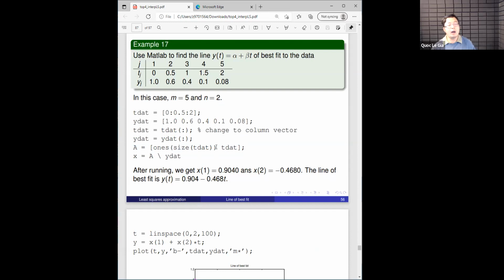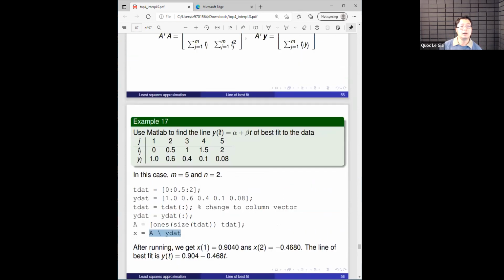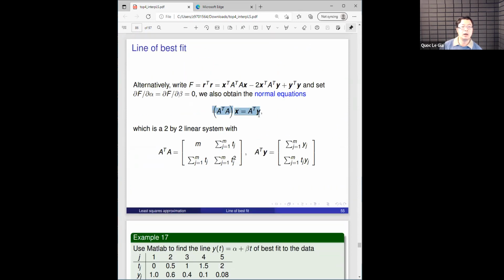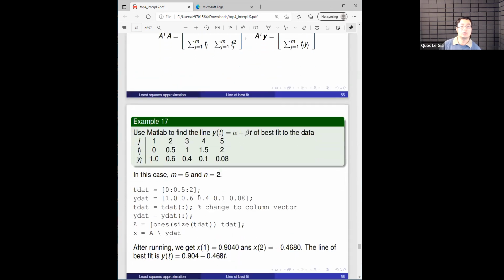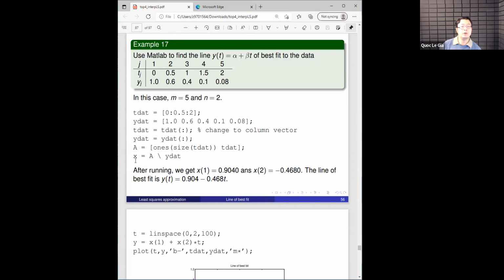And then, MATLAB's backslash command. When it sees a rectangular matrix, it knows that it has to solve a least squares problem. When backslash sees a square matrix, it just does Gaussian elimination. But when it sees a rectangular matrix, inside this command it will solve the normal equations. We don't have to give the normal equations to MATLAB; MATLAB just understands. And then if you put it in MATLAB, you get alpha and beta.